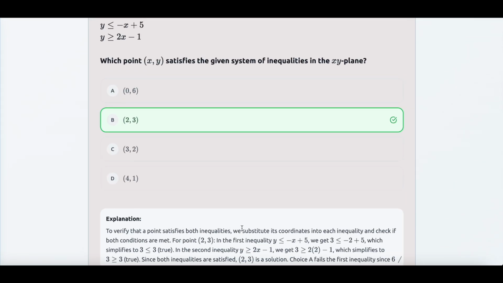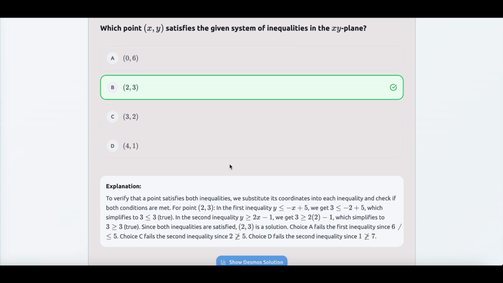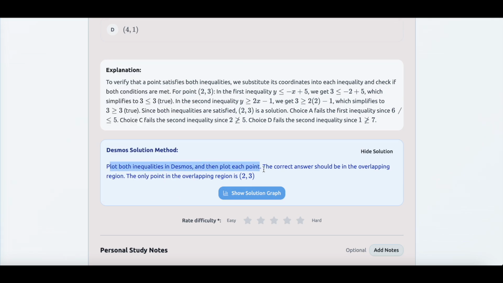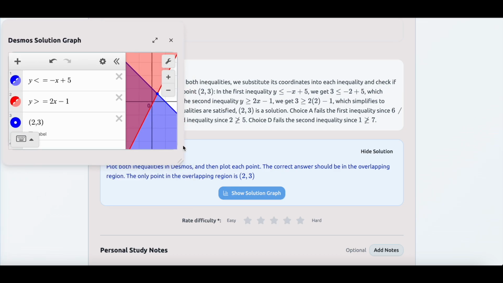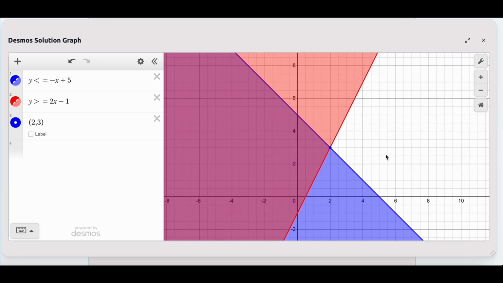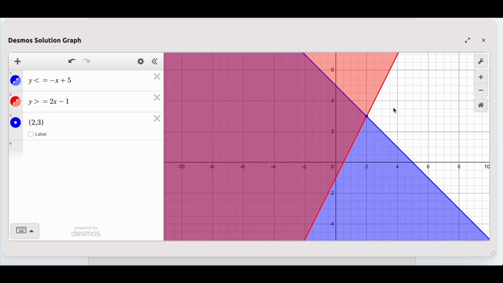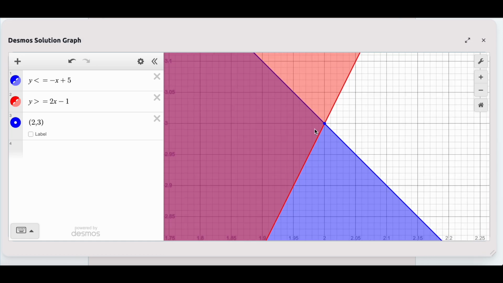There is potentially a quicker way to solve this one using Desmos. If you graph both inequalities and then plot each point, the correct answer should be in the overlapping region, just like before. If I look at this graph, you can see that the inequalities are plotted, and the solution should lie within this overlapping region. You can see that the point (2, 3) lies over here where the lines intersect, and that's okay for this problem because the lines are included in the inequality.